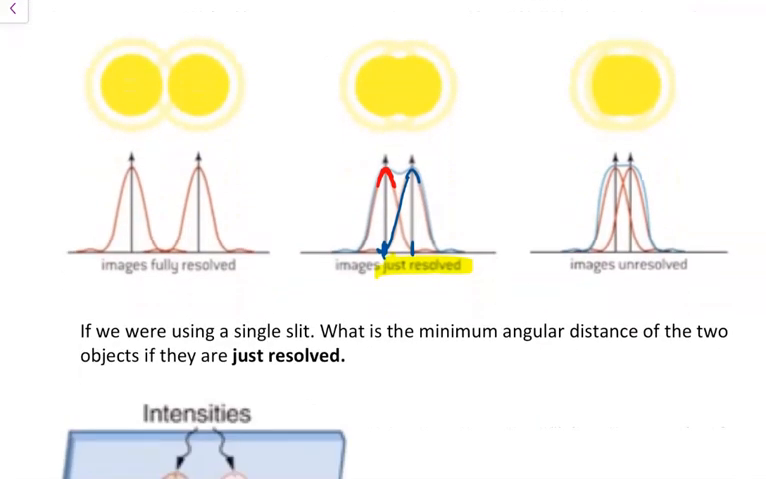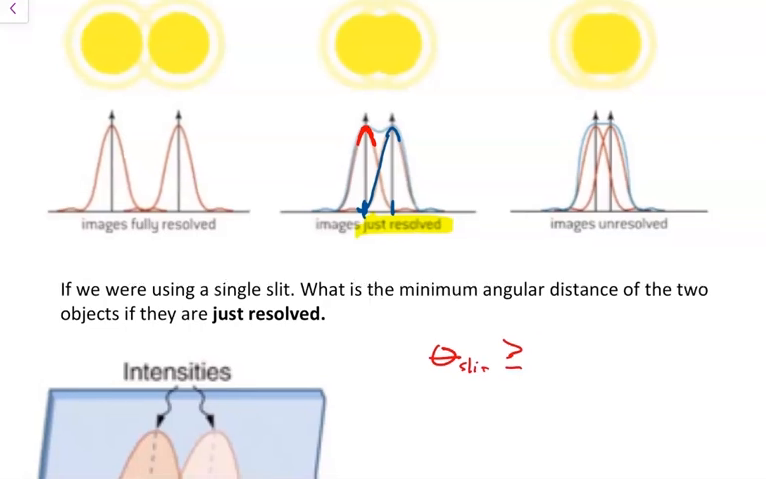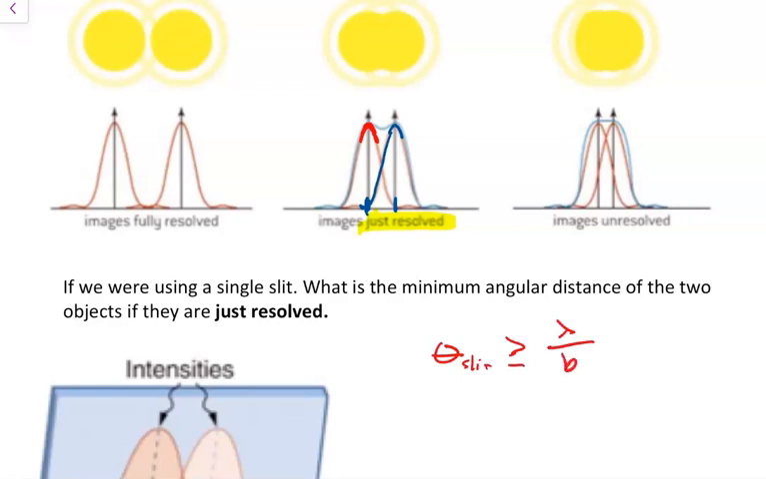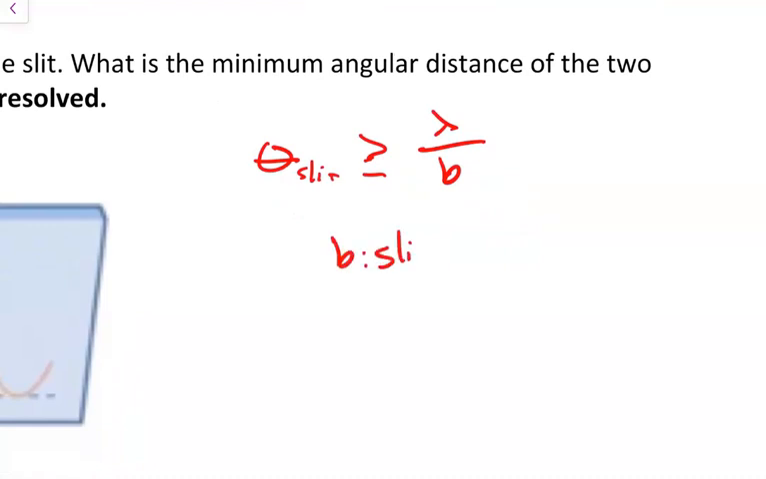So if we were using a single slit, what is the minimum angular distance of the 2 objects if they are just resolved? We know that the angular distance between them, theta, for a slit, must be greater than or equal to this Rayleigh's criterion, in which the distance between each other must be equal to the distance from the central max to the first minimum. So that means we're using the same measurement for theta, such that their distance is separated by this central max to first minimum, where b is the slit width and lambda is the observed wavelength.